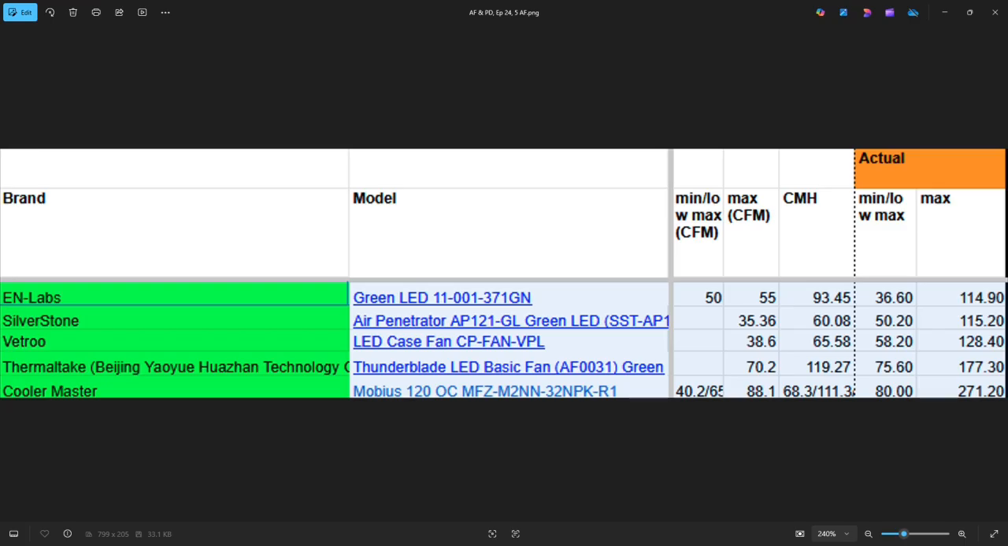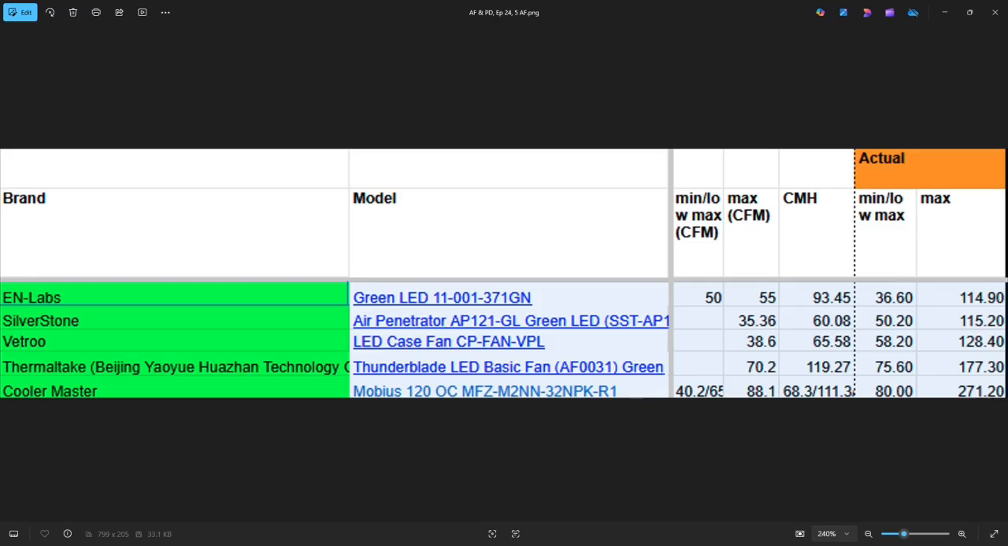So please go ahead and write your guesses. And I'm sure that you all were aware that the NLabs, being defective, would not be the winner of this guessing game. 114.9. The Silverstone was just barely stronger than it. The Vitru was somewhat stronger than those, not really significant in my opinion. A difference of 13.2 is not really a big difference.